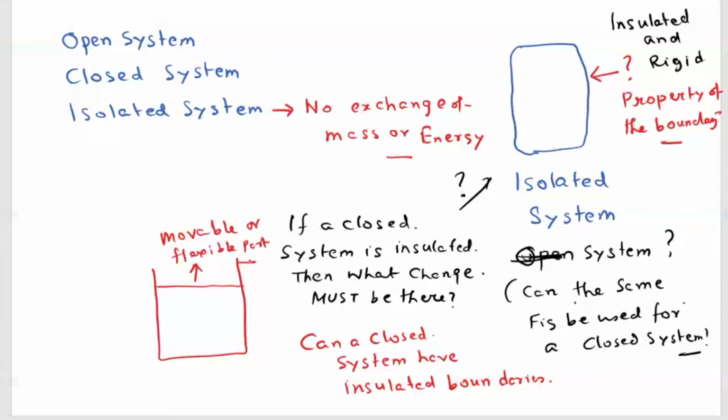Shivoy Dikshit, get your concept corrected. It does not become an isolated system straight away if you have a flexible part or a movable part. Suppose you have a balloon.